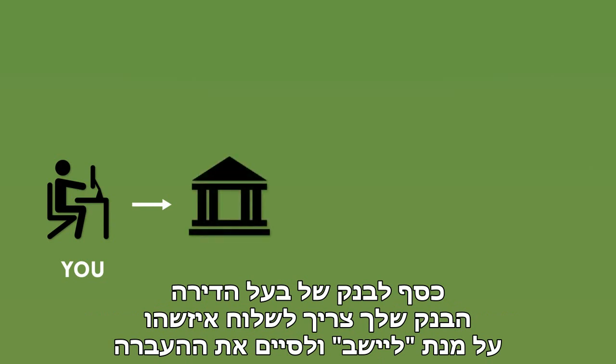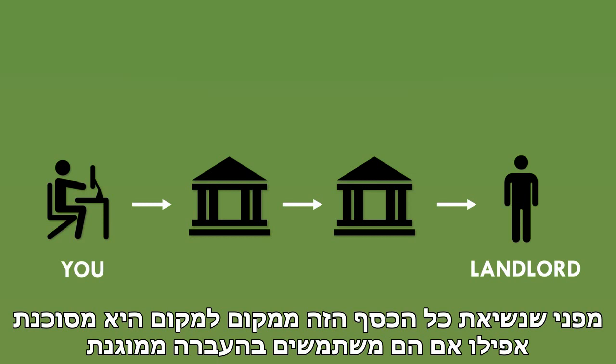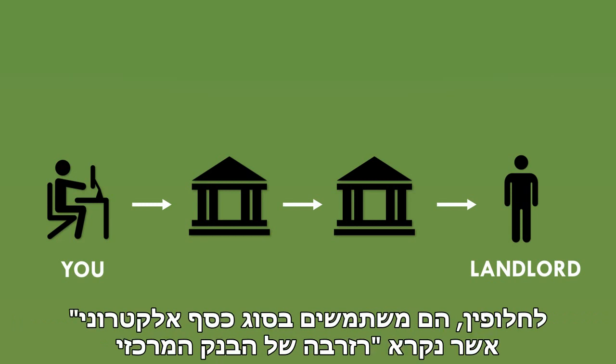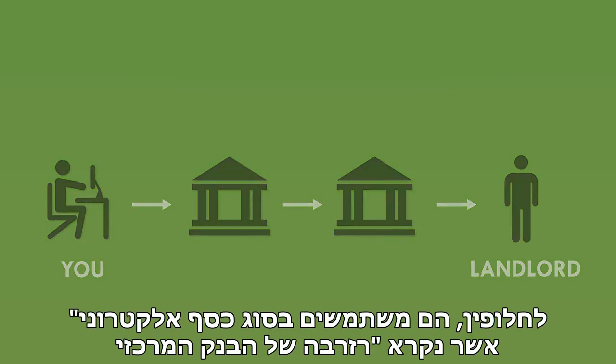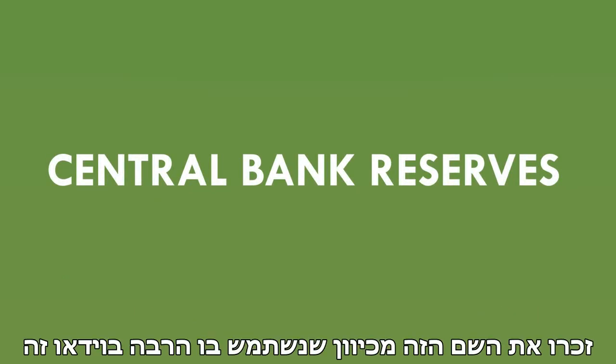So, now imagine that you need to pay your rent and your landlord has an account with a different bank to you. When you log into your internet banking and make the payment, your bank has to send some money to your landlord's bank to settle and complete the transaction. Of course, the banks don't want to make these payments to each other in physical cash because carrying all this money around is dangerous, even if they use protected security vans and guards with bulletproof vests and helmets. So, instead, they use a type of electronic money, which is called central bank reserves. Remember that name, because we'll be using it a lot in this video.